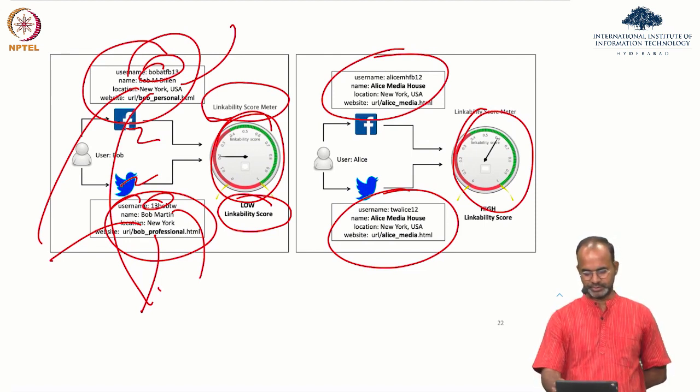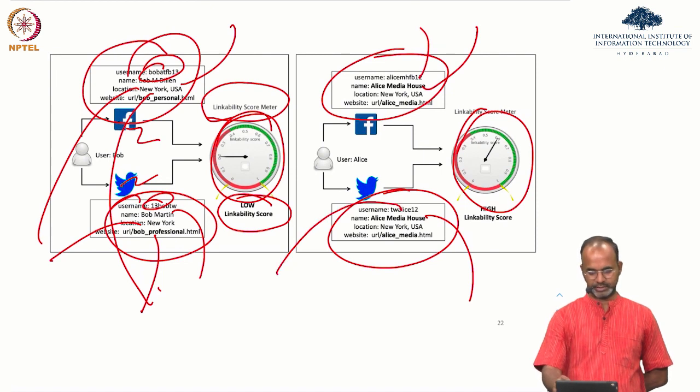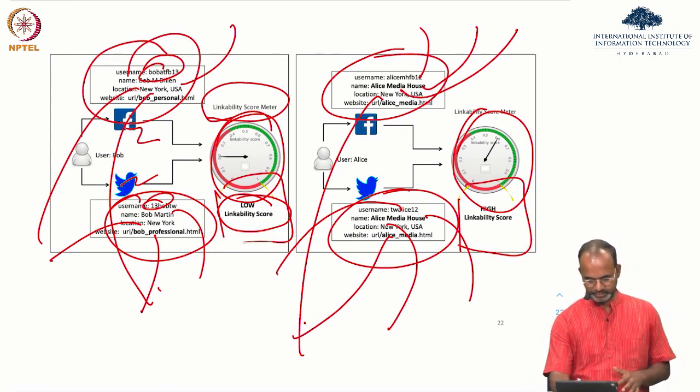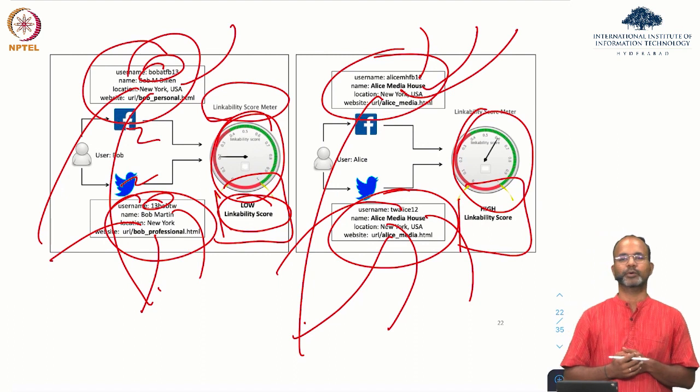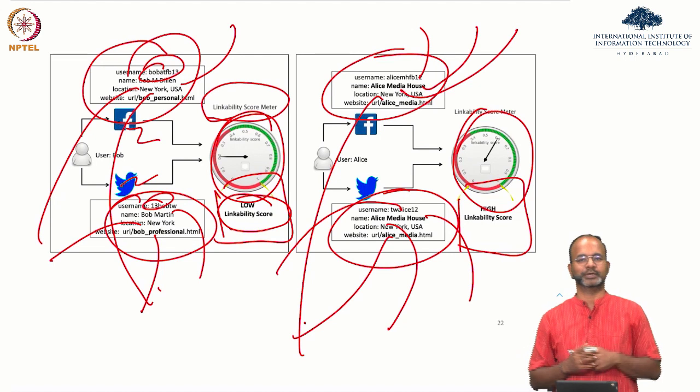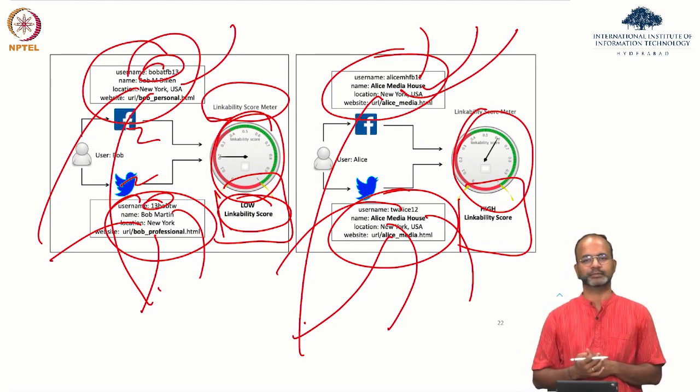Compared to this user, whose linkability score is high, because if you see the name, it's exactly the same, the edit distance between the usernames is small, so the match is very high. New York is the same, and the URL is also the same. So the idea for us is to create the score now. What are ways to create the score? Feature extraction we saw, but what are the ways to create this score is what we will be looking at.